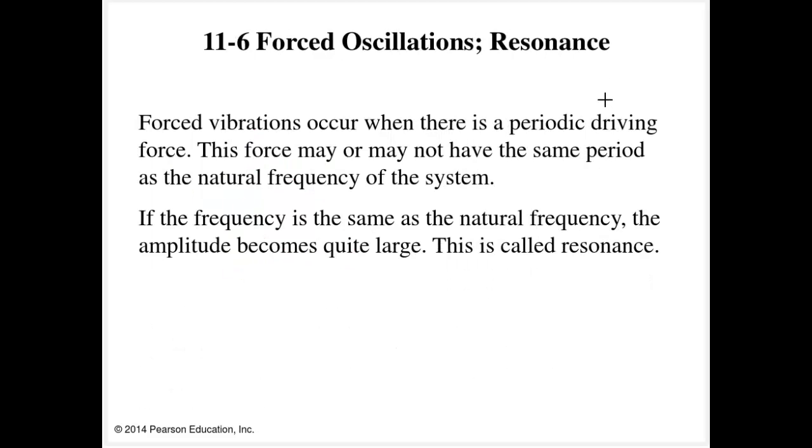Lastly, we can have forced oscillations, which is also known as resonance. Essentially, vibrations are going to occur if there's a periodic driving force. This force may or may not have the same period as the natural frequency of the system. However, if you drive a system at its natural frequency, the amplitude can become quite large. And if you look at figure 11.20, there's a bridge where the wind is applying this periodic driving force, and it is causing the bridge to become quite unstable. This is actually called resonance.